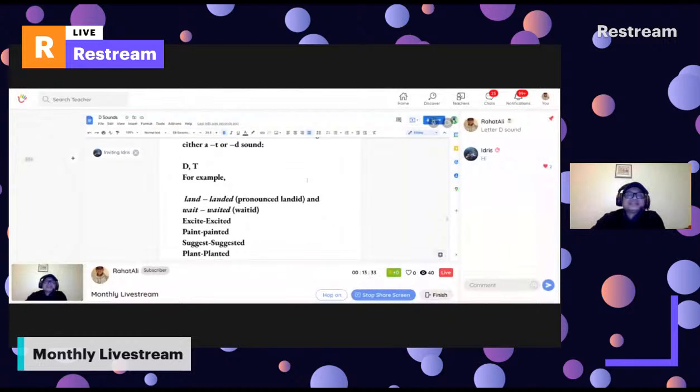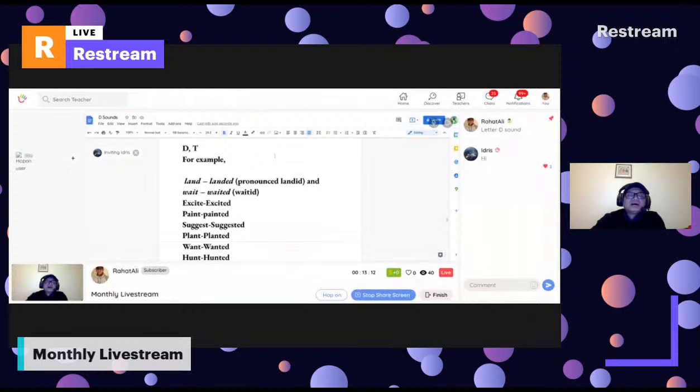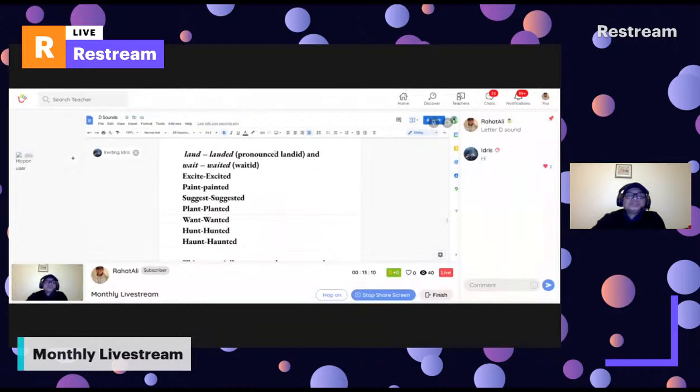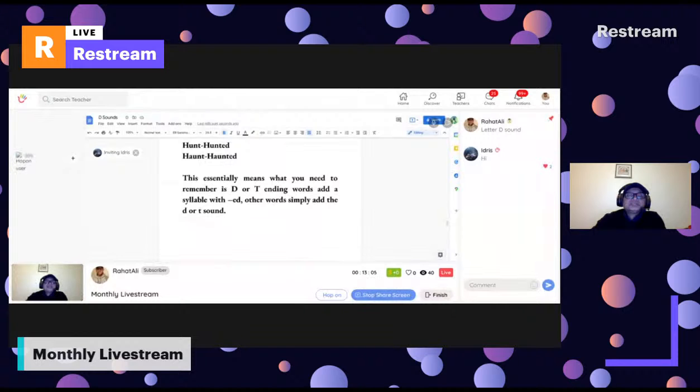Similarly, waited, excited, painted, suggested, planted. So we have to remember, if there is D and T, and after that there is ED, the ED should sound like ID, not ED. Wanted, for example, want, wanted. Hunt, hunted. Haunt, haunted. This essentially means what you need to remember is D or T, and it adds a syllable with ED.